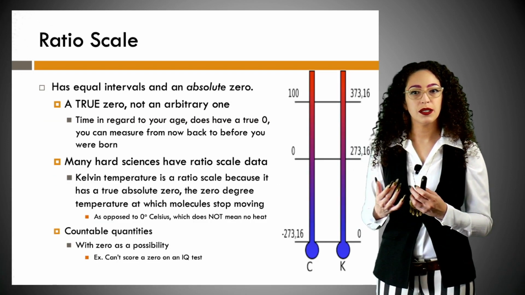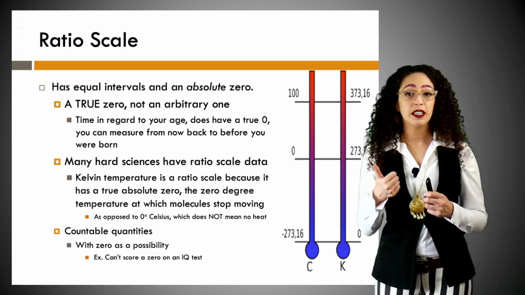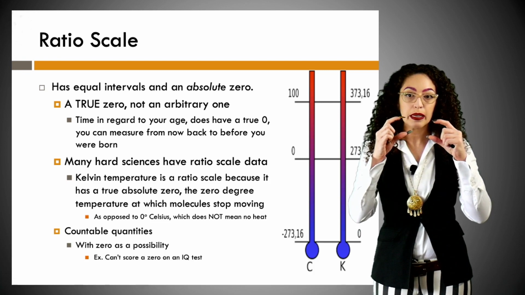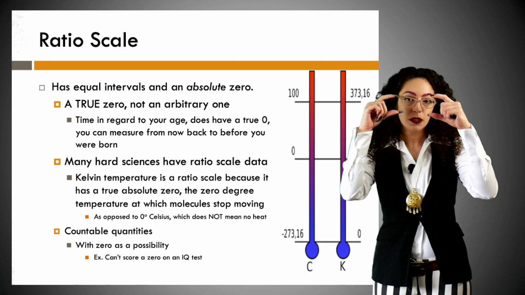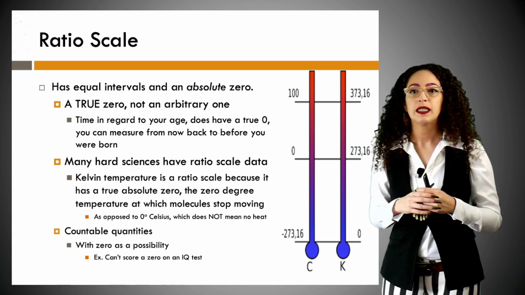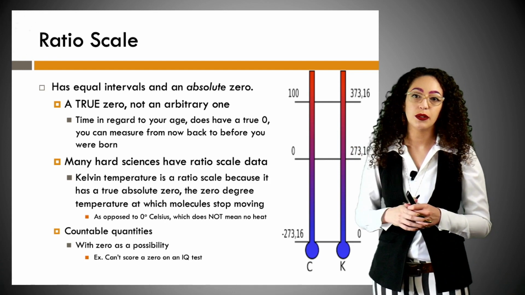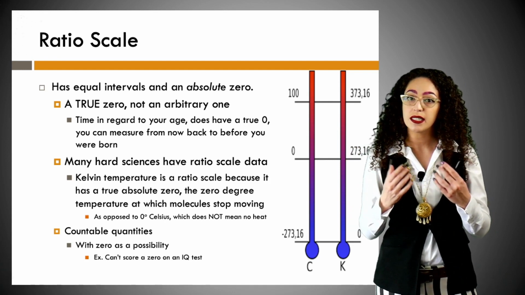So ratio scale data, this is the last one. This one has equal intervals, just like interval data. So from one point to the next is the same length, like 1 inch from 0 to 1 is 1 inch, 1 inch from 101 to 102 is still the same inch. Now the difference with ratio data though is that it does have a true 0. The 0 is no longer arbitrary. It's actually important and relevant.